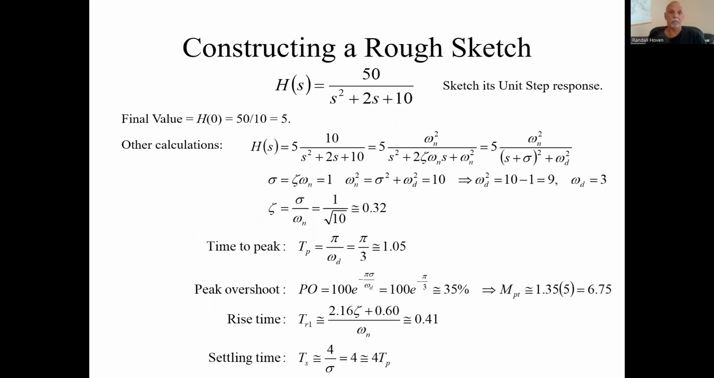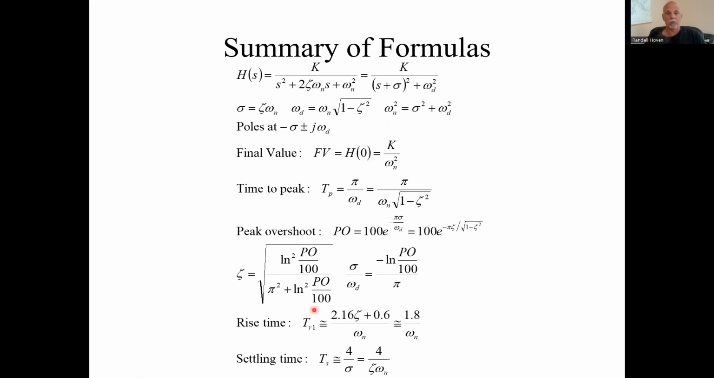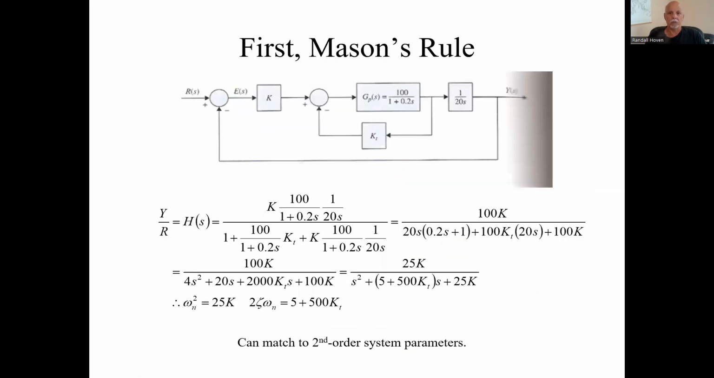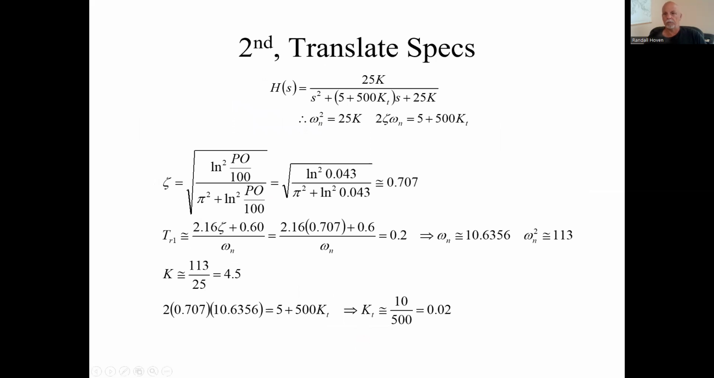Go back to the formula sheet. There were 2 formulas for rise time. This one and what we consider a less accurate one, but we use this one when we want to know where the pole locations are. But when translating specs to parameters, we'll use this one on the left, a little bit more accurate or complicated. So now we have everything we need. We have omega sub n and zeta, and we can translate them back into the Ks. So we have our 2 Ks. We've solved the problem, at least by the numbers.